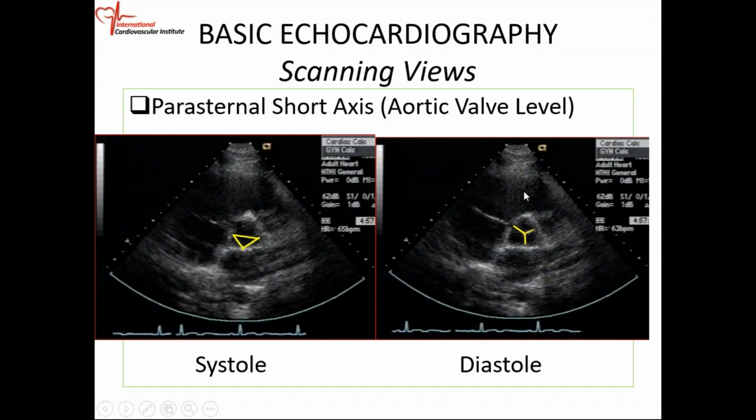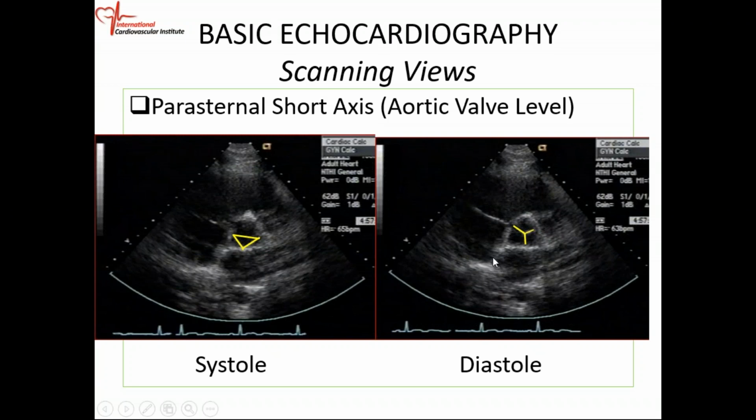This is your right ventricle up there, right ventricular flow tract, pulmonic valve, main pulmonary trunk. This is your tricuspid valve. This is the right atrium. This is your atrial septum.